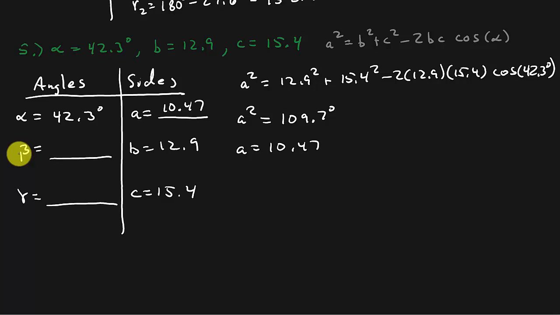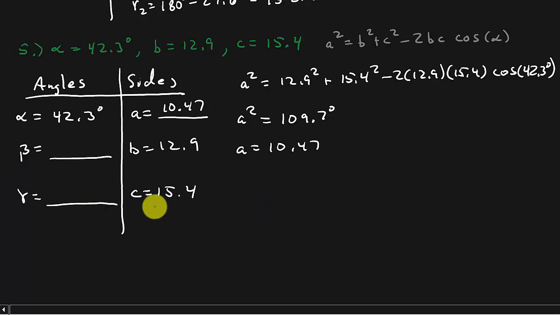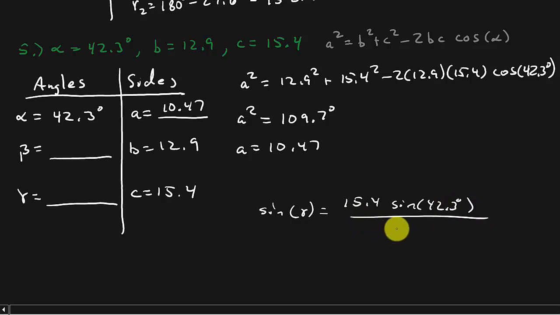Okay? So let's suppose we were going to solve for gamma first. So we get sine gamma is equal to, I don't know, what would that be? That would be sine gamma over c, so that would be 15.4 times sine of 42.3. The reason I'm not writing all this down is because we're not going to solve for it first. I'm just trying to show you why we don't.